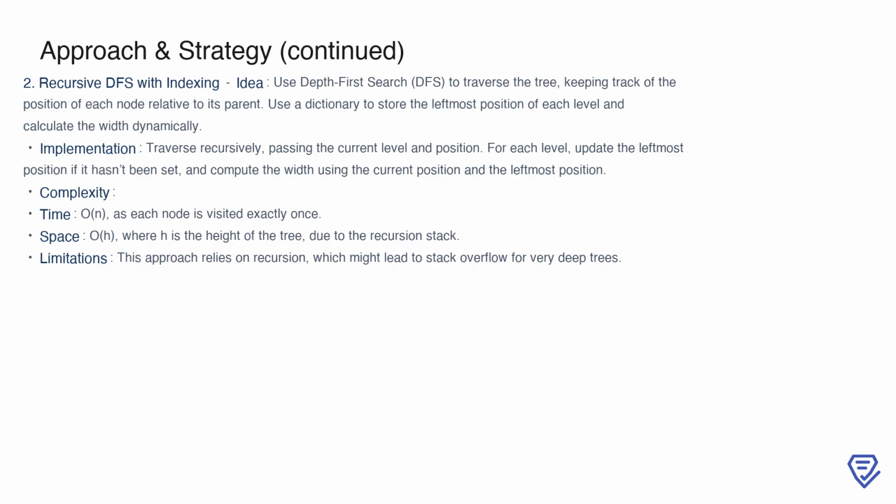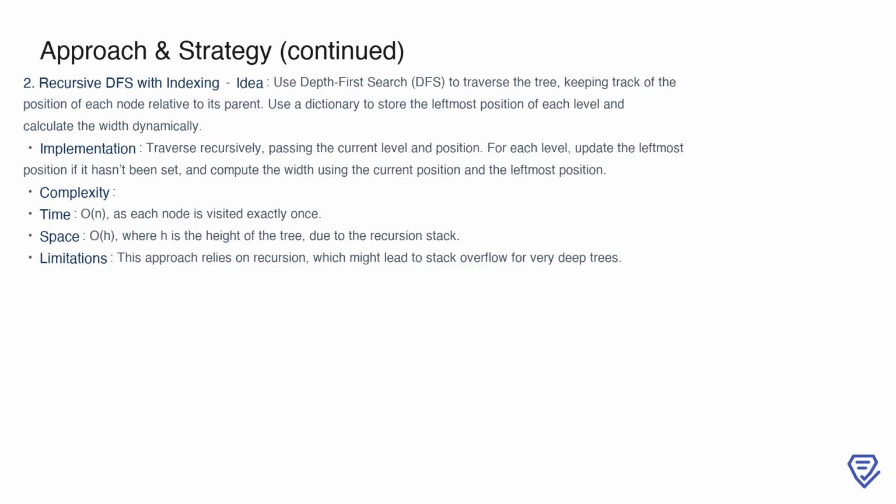Another approach to solving this problem is using recursive depth-first search, or DFS, combined with positional indexing. In this method, we traverse the tree recursively and keep track of the position of each node relative to its parent. By using a dictionary to store the leftmost position of each level, we can dynamically calculate the width by comparing the current node's position with the recorded leftmost position for that level.